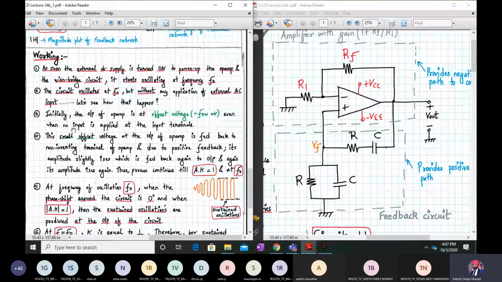So this small output offset voltage at the output of the op-amp is fed back to this feedback network. Now what this feedback network will do, it is a positive feedback, right? So it will increase its amplitude.